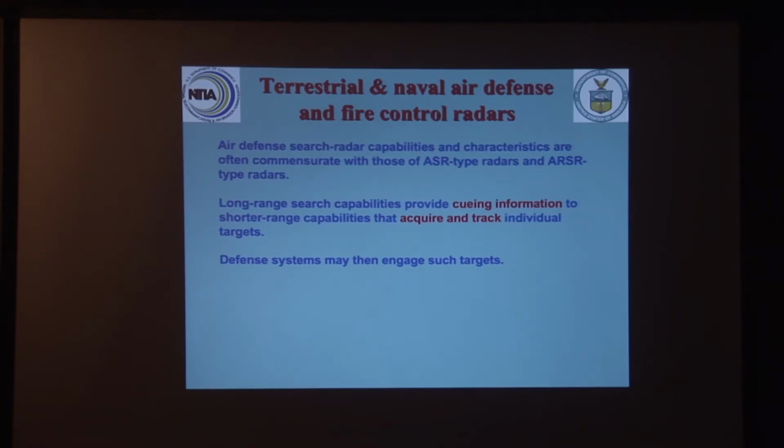That's fine. Now, having found a target that's of some kind of interest and having ascertained through various methods that it is not a friendly target, you then send cueing information via a data link over to shorter range radar capabilities that can acquire the target and then track the target, and then you can make a decision on what you're going to do about that target, depending upon all the information you have available.